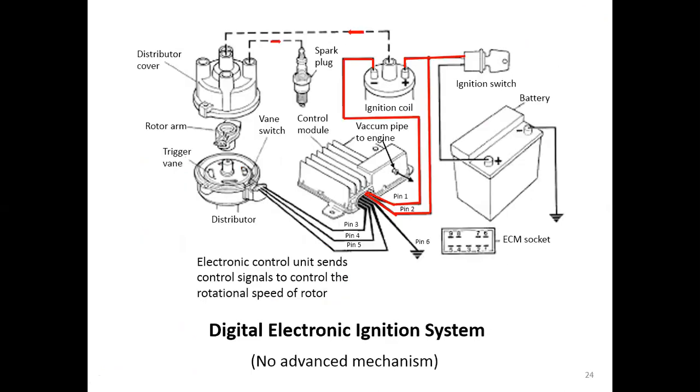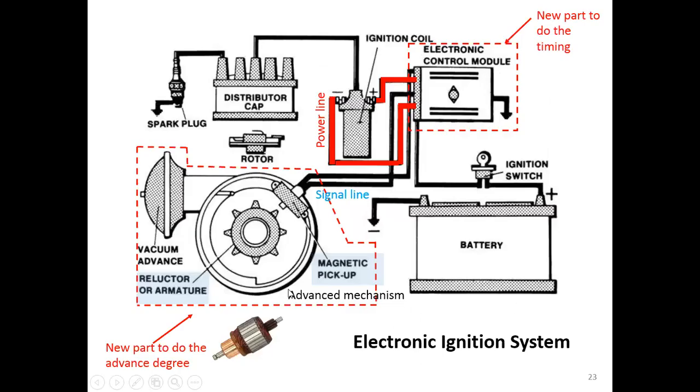So for the digital electronic ignition system, we have the vacuum pipe here that connects to the engine and receives the vacuum signals from the engine to tell this control module how much it has to do the advanced ignition. And for the electronic ignition system, we have this one to tell the ECM how fast it has to do the advanced ignition.